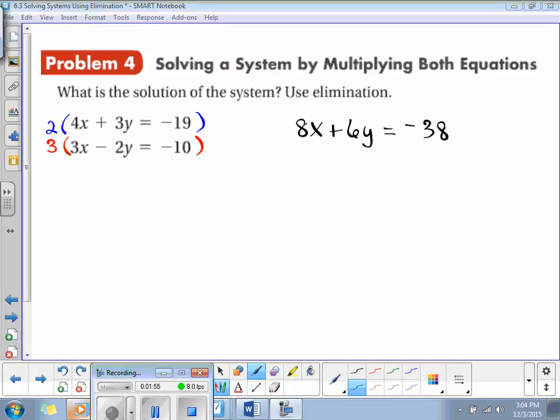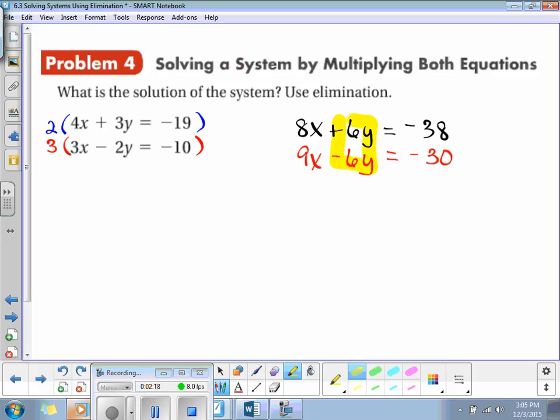All right. So now we're going to multiply times the 3 in the second equation. So this is going to be 9x, and then this will be minus 6y is equal to negative 30. And because we have inverses, we will add our equations. You got it?